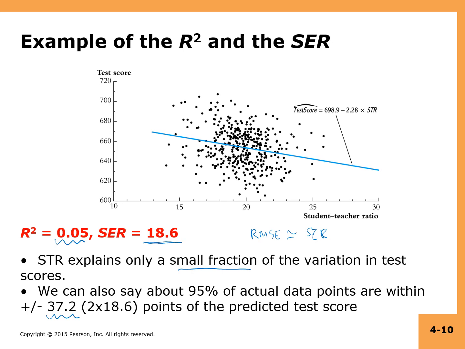So SER is 18.6. And we also said that SER is sort of like a standard deviation. Using the empirical rule, which says that 95% of data points are within 2 times the standard deviation, that's how we're getting this number. So basically from the empirical rule, we're saying that 95% of the data points are within 2 times the standard deviation, which is SER in this case, of the predicted test score.